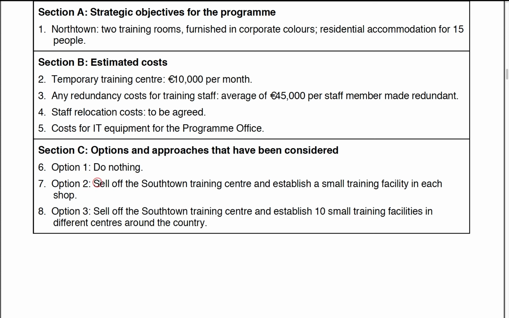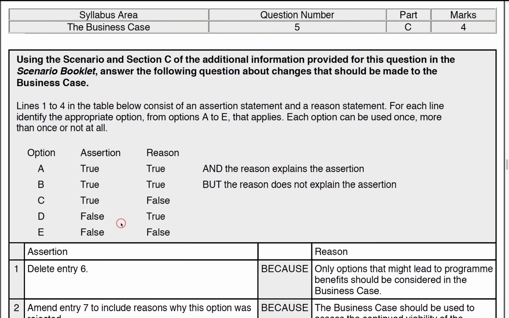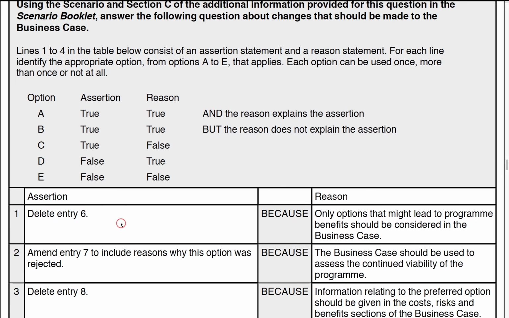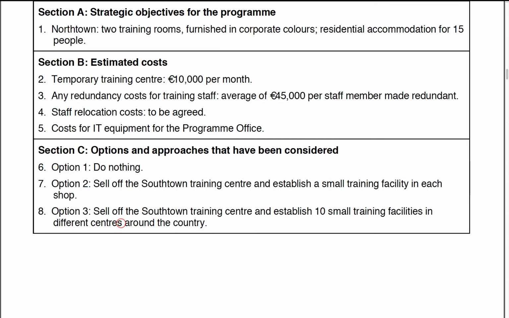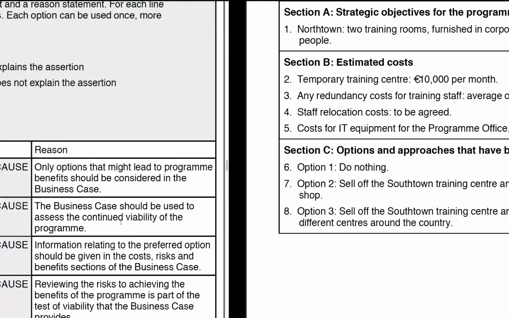So option 2, sell off Southdown Training Centre and establish a small training facility in each shop. Right, okay, and sell off Southdown Training Centre and establish 10 small training facilities in different centres around the country. So these are the options that we would have in the program. Now remember, it's a true statement, so you can't edit what is there, but you could add something to it. Remember, at the end of the day, option 3 was the one that was selected, so option 3 was the one that was finally selected.